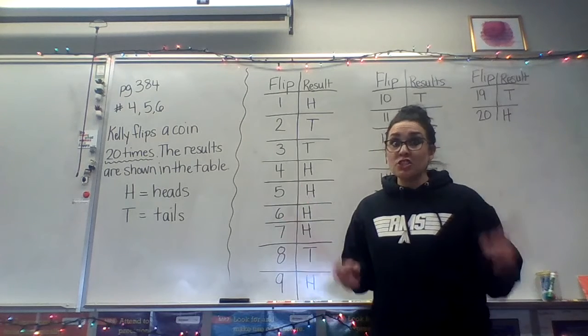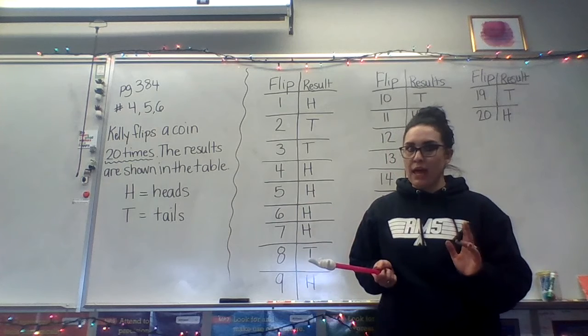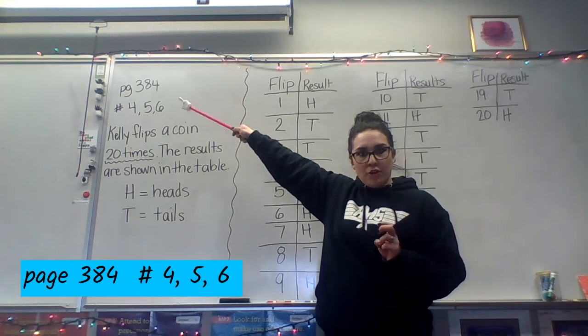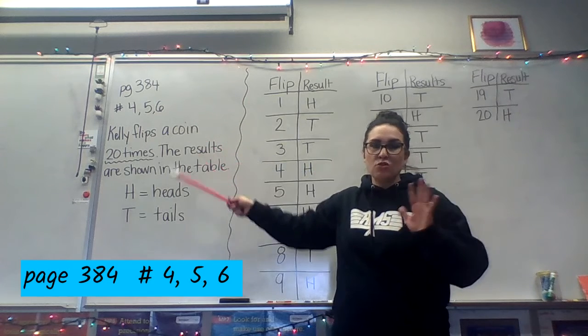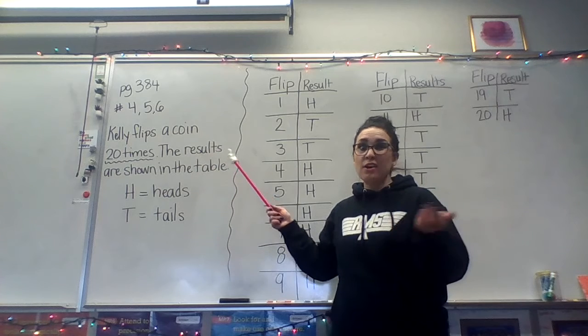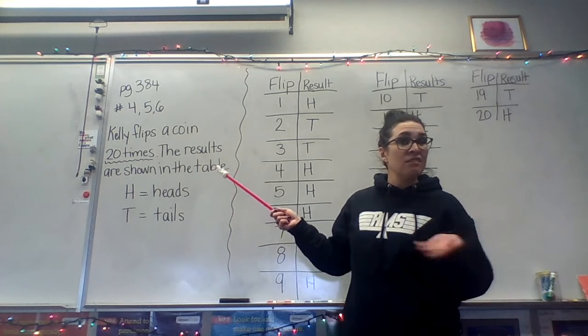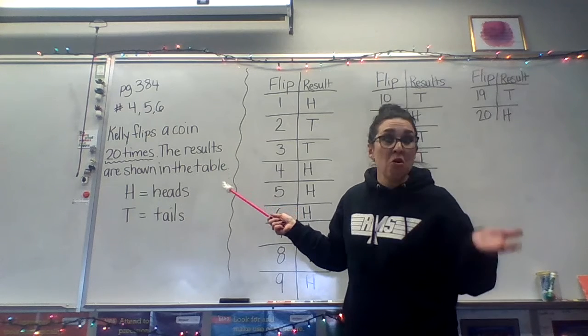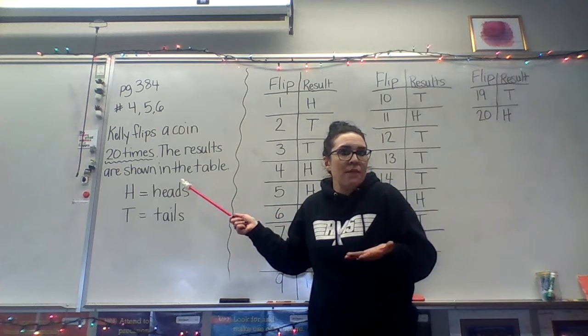All right, my friends, so let's put these into practice, okay? We're looking at page 384, numbers 4, 5, and 6. The story is our friend Kelly flipping a coin. Could be a quarter, I don't know. Could be a dollar coin, could be a penny. Could be a euro, could be a Canadian dollar. It's just a coin, right?